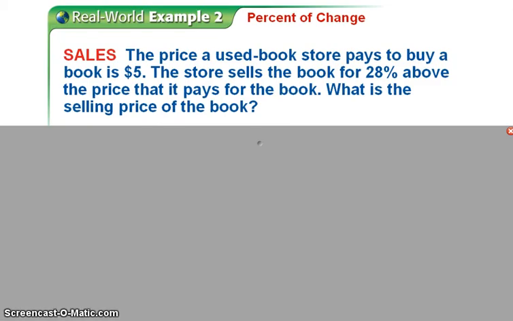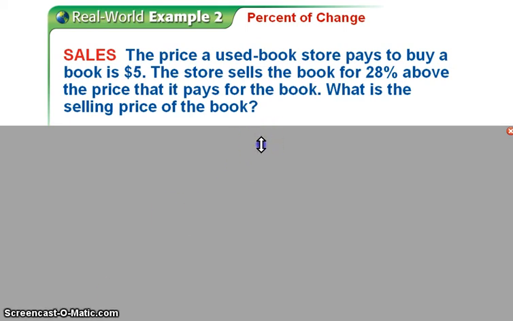All right, let's look at another type of application with percents and percent change. The price a used bookstore pays to buy a book is $5. The store then sells the book for 28% above the price that it pays for the book. What is the selling price of the book?